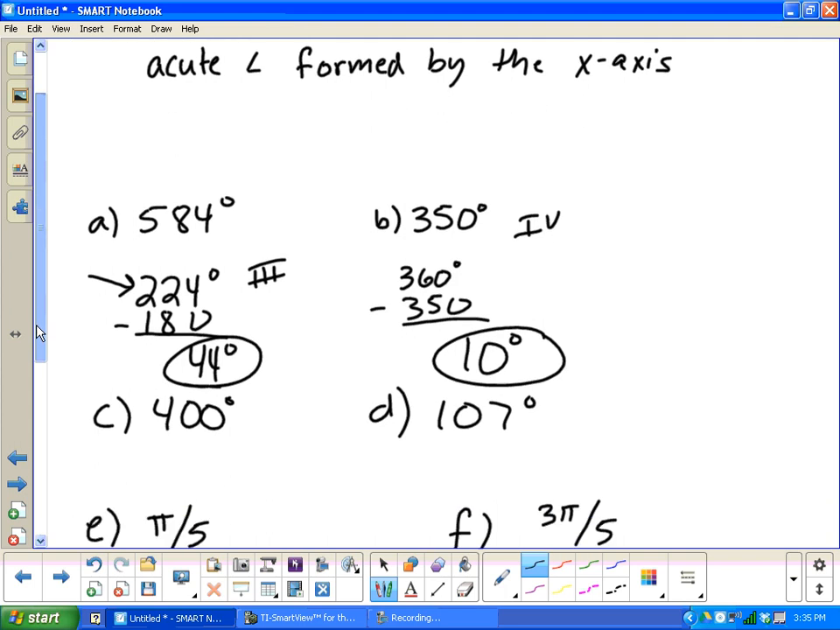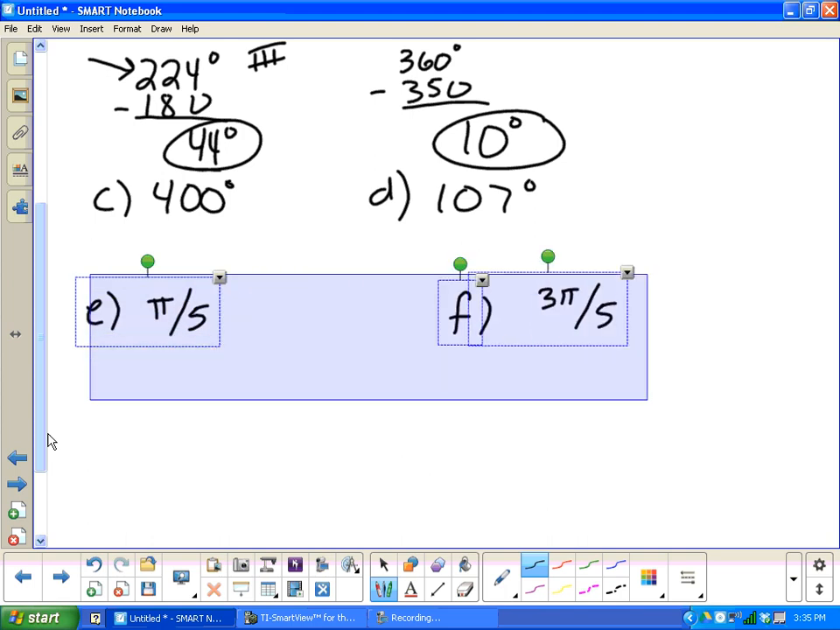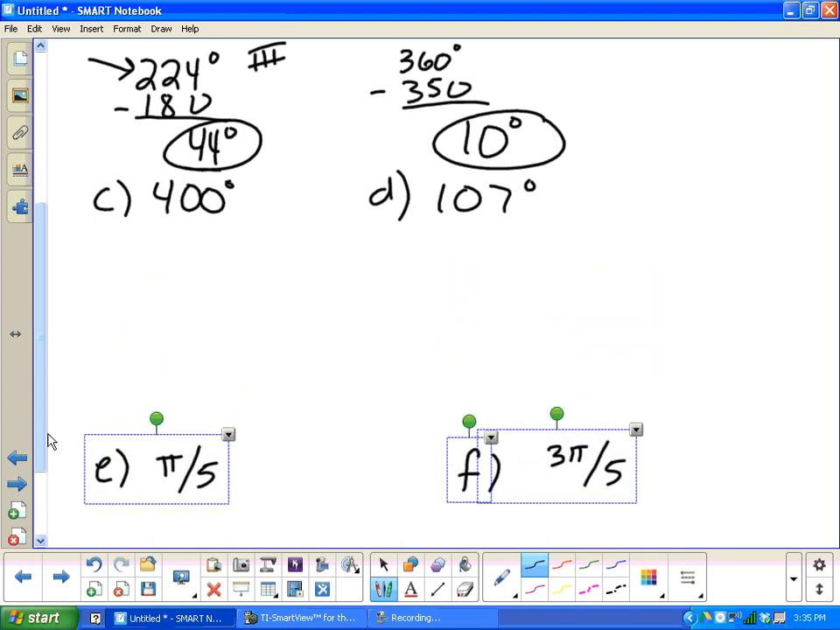Okay, on part C, we've got 400 degrees. Now 400 degrees, that's one that's kind of too big here, so I'm going to subtract 360 from it. So let's see, 400 minus 360 would be 40. Now 40 is in the first quadrant, and if it's in the first quadrant, the angle is the reference angle. So it's the same measure.